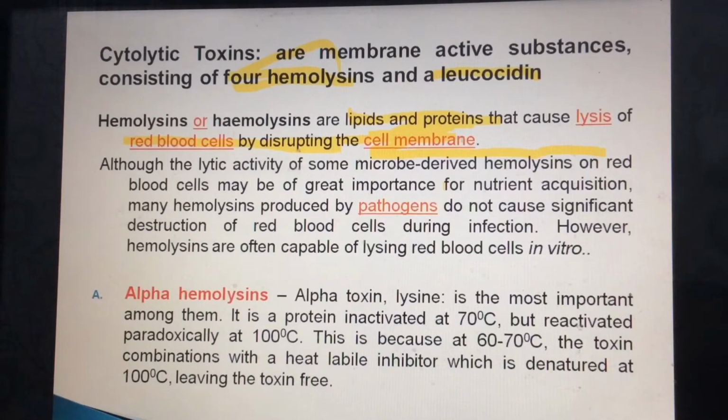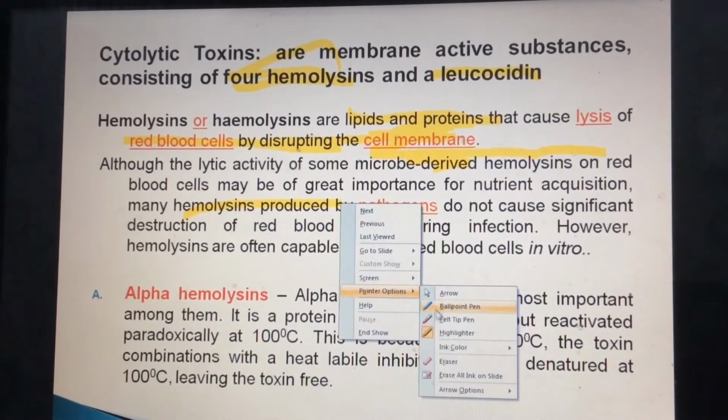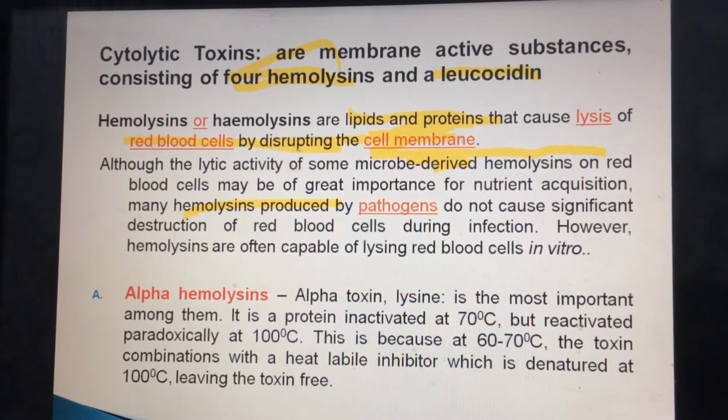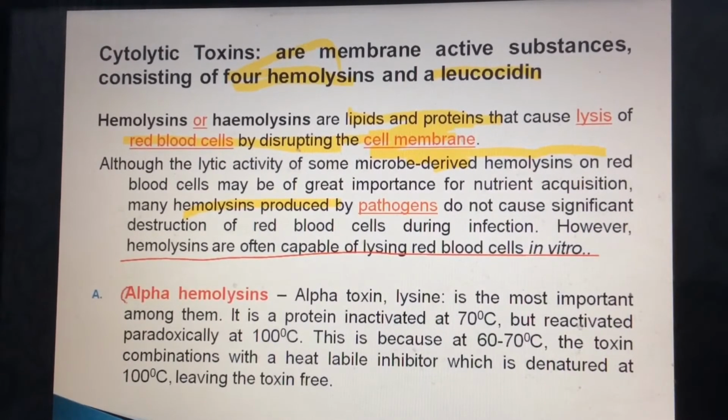Bacteria can use these nutrients, but the lysis of the RBC causes disturbance in the host system, with infection and some disruption in the blood circulation system. However, hemolysins are often capable of lysis of RBC in vitro. We will also study in vitro technology. If we want to study this, we can also study it in vitro. So the first thing we are understanding here is hemolysis.